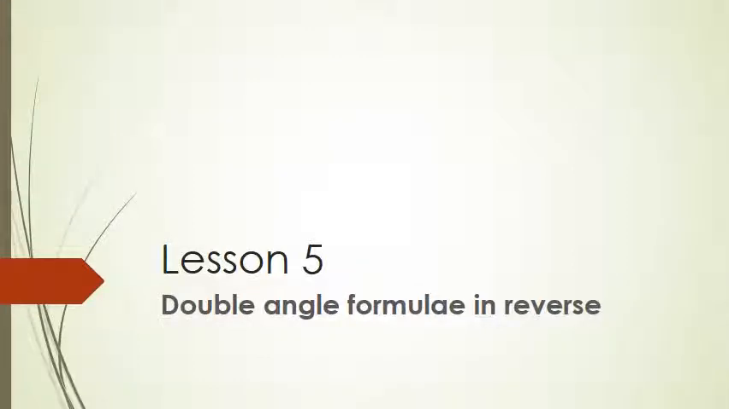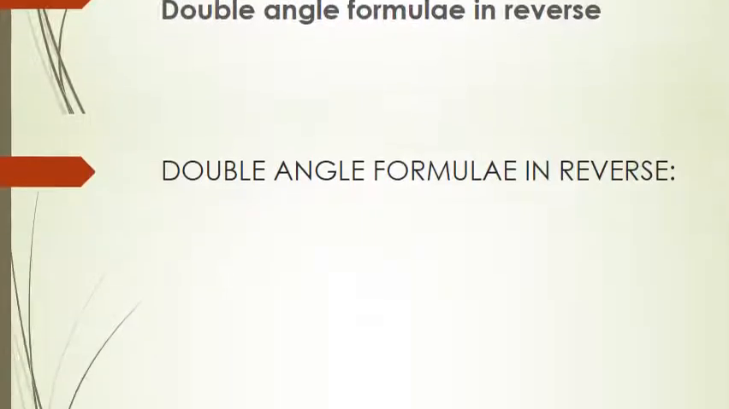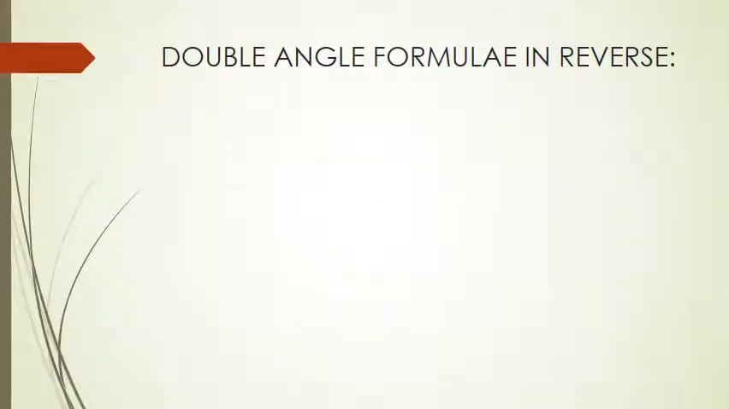Lesson number 5. Double angle formulae in reverse. Let us have a look at the double angle formula in reverse. Starting with the sine one, we start with what was on the right hand side, just interchanging the positions. What was on the right comes to the left, and what was on the left goes to the right. The formula becomes 2 sine A cos A equal to sine 2A.